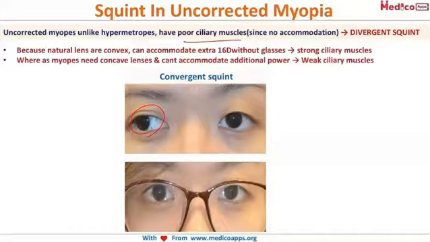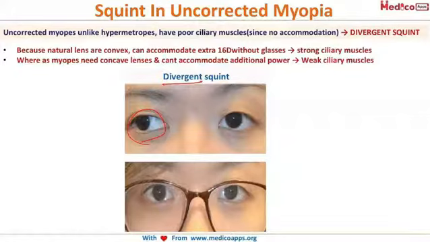Okay. In hypermetropia, because it's accommodating too much, the ciliary muscles are very strong, but there is no accommodation in myopia, so the muscles are weak and hence they result in a divergent squint. Okay. See, the eyeball is moving outwards.